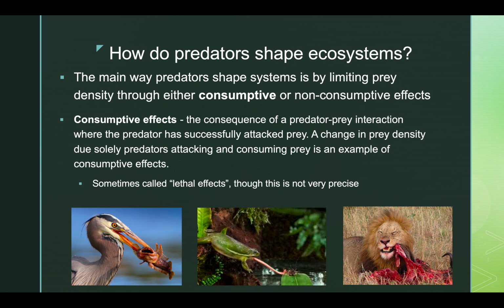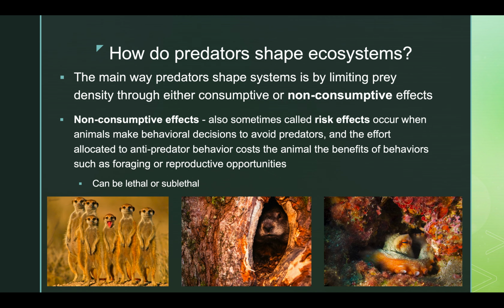Consumptive effects are when a predator will actually just eat the prey. It's a change in prey density that's solely due to the predators attacking and eating the prey. This is also called a lethal effect because the prey dies upon being eaten. This is the thing that we think about most when it comes to predator eating prey, right? So this bird eating this fish, that's a gnarly photo, the lion eating the carcass of whatever, right? We're directly consuming it. But that's not the only way they can affect prey populations.